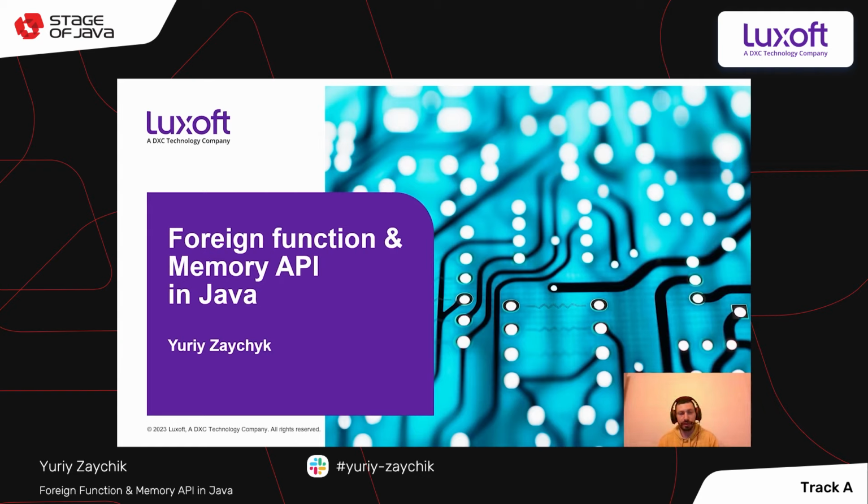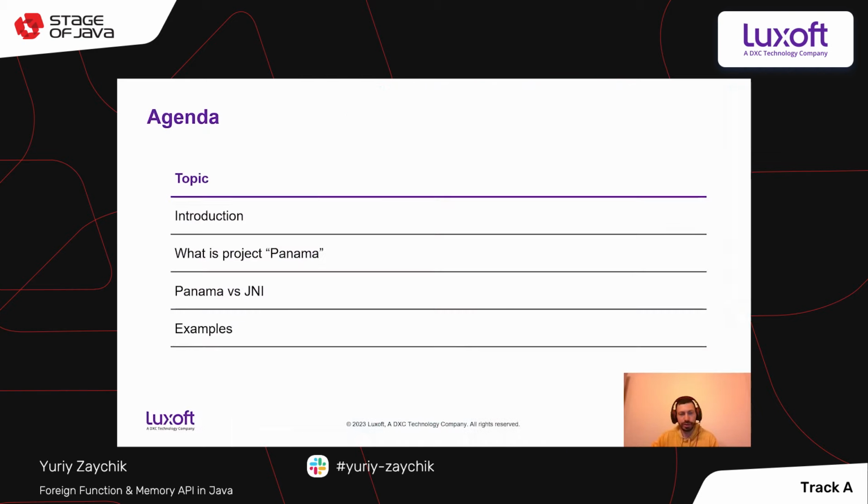I am a Java developer at Luxoft, and today I want to talk with you about the foreign function and memory API in Java. At first, let's have a look at our agenda. We will start with a little introduction about the reasons why we have such an API and what the use cases for it are. Then we will talk in detail about Project Panama. After that, we will discuss the advantages of Project Panama over the current Java Native Interface API. And finally, we will have a look at some code examples.